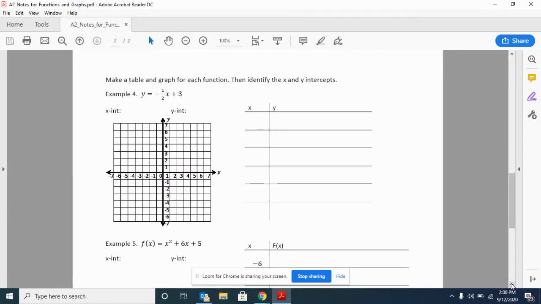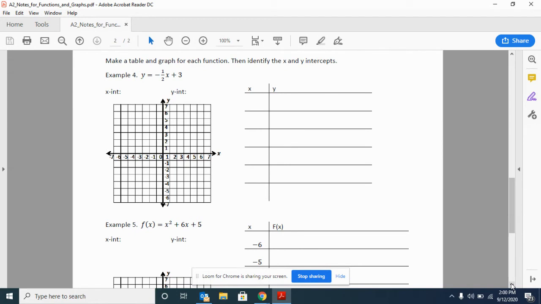Down here. Okay. Now, you want to pause at this point and try to fill out this table by yourself. You can.